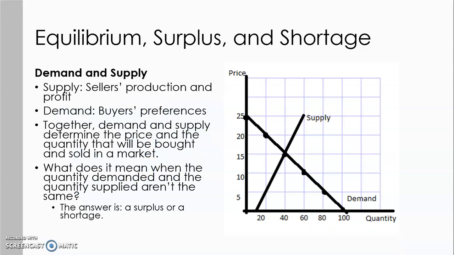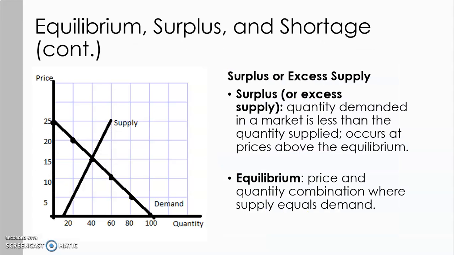Supply, remember, is your seller's production and profit. Demand is buyer's preferences. Together, they're going to determine the price and quantity that'll be bought and sold in the market. What happens if we're not at this Goldilocks price? By the way, our equilibrium price here is 15, our equilibrium quantity is 40. The answer is we're either going to have a surplus or a shortage.